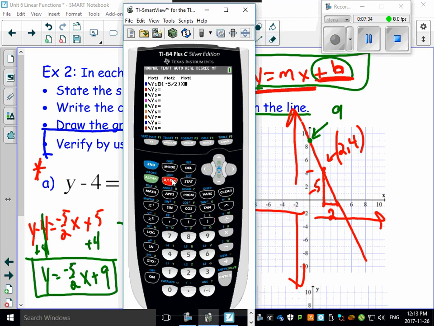So x, see how it popped up? Beautiful. Plus 9. Now, check it out. It should look like the graph that we plotted. And lo and behold, wow, cool. It's a beautiful representation of what we have there.